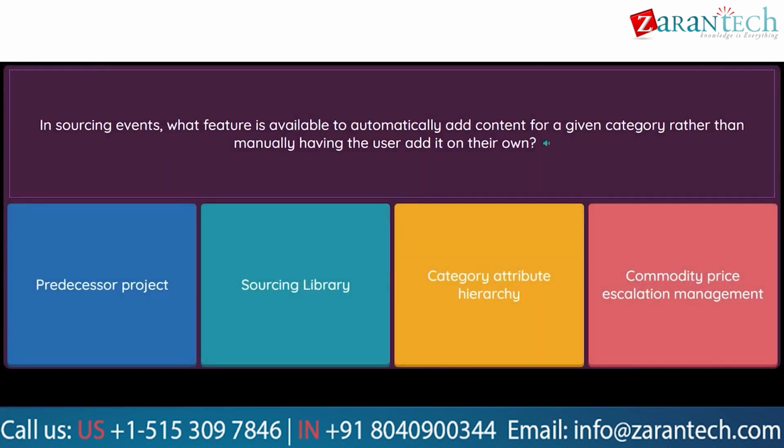Question, in sourcing events, what feature is available to automatically add content for a given category rather than manually having the user add it on their own? Option 1 predecessor project. Option 2 sourcing library. Option 3 category attribute hierarchy. Option 4 commodity price escalation management.